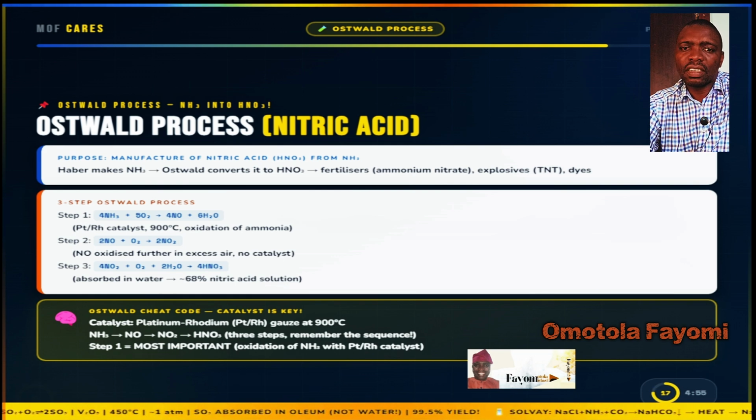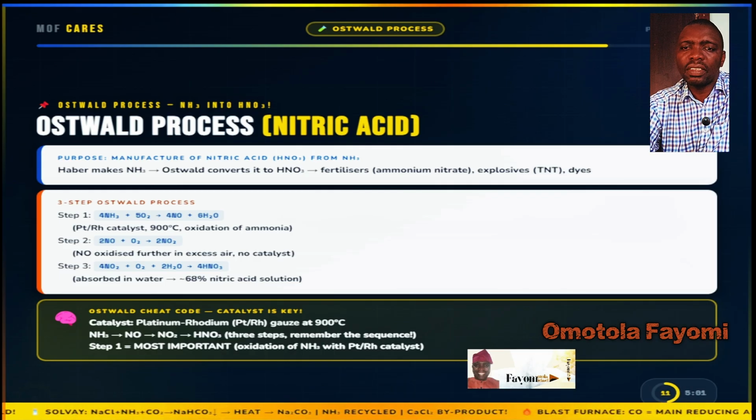The catalyst is a gauze of platinum-rhodium alloy, Pt/Rh. Temperature is 900 degrees Celsius. This is very hot. The platinum-rhodium gauze glows red hot in operation. This step is critical. A less efficient catalyst would make the entire process uneconomical.